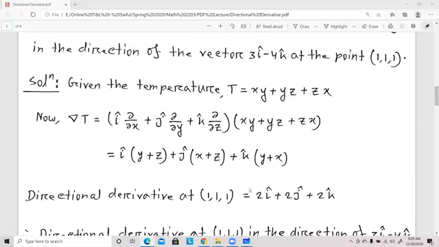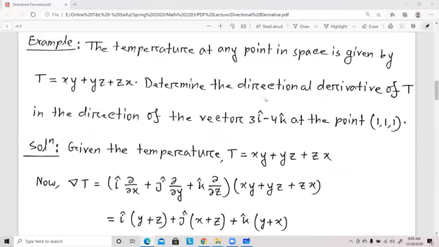Now what do we have to do? Determine the directional derivative of T in the direction of the given vector. Now, what is the next step? We have found grad T at the point 1, 1, 1. Now what do we have to do to find the solution? What do we have to do now?